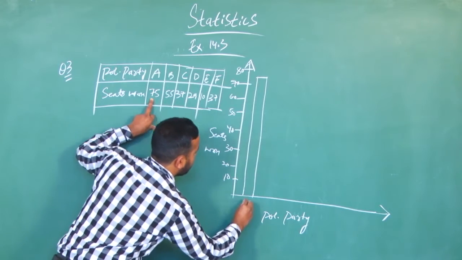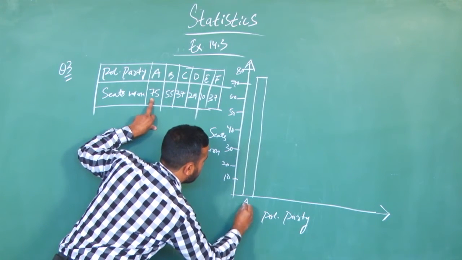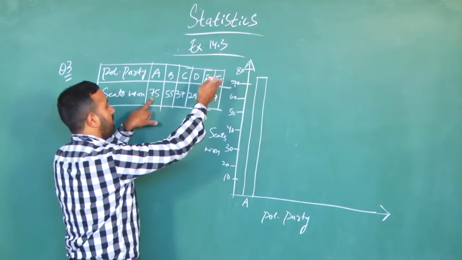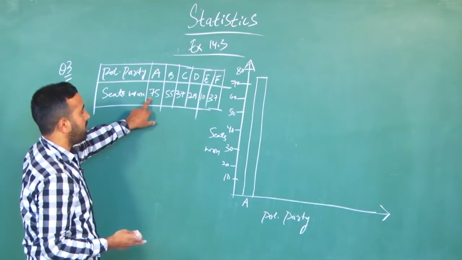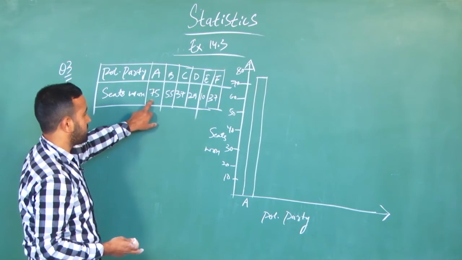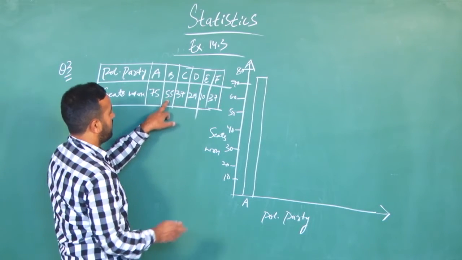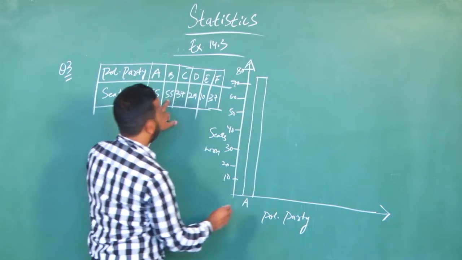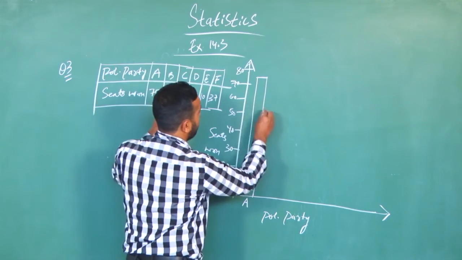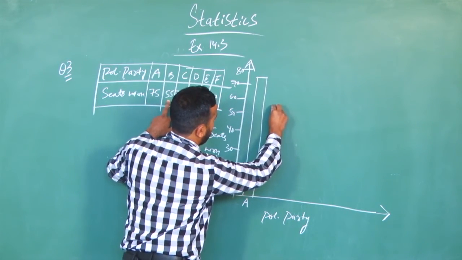Now this is the political party A. This is the bar for the political party A, having 75 seats. Now for the political party B, 55 seats. So it is in between 50 and 60, so the bar will be like this.